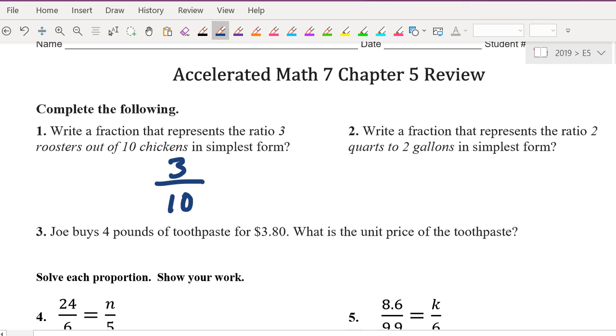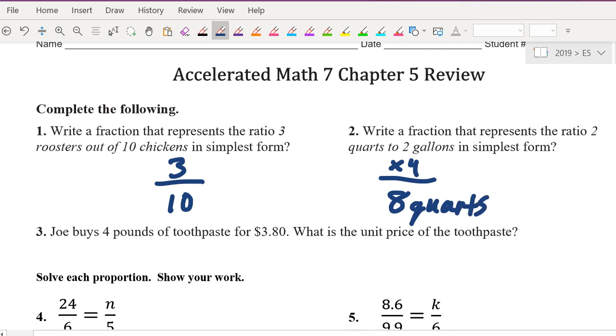And then for the harder problems in the first section: write a fraction that represents 2 quarts to 2 gallons. Now we do need to change it, right? I'm going to read it to you from page 185. When writing a ratio involving measurements, both quantities should have the same unit of measure. So how do we change gallons to quarts or quarts to gallons? There are 4 quarts in a gallon. So we're going to go times 4 for the gallons, right? That makes 8 quarts. Now we have the same unit of measure.